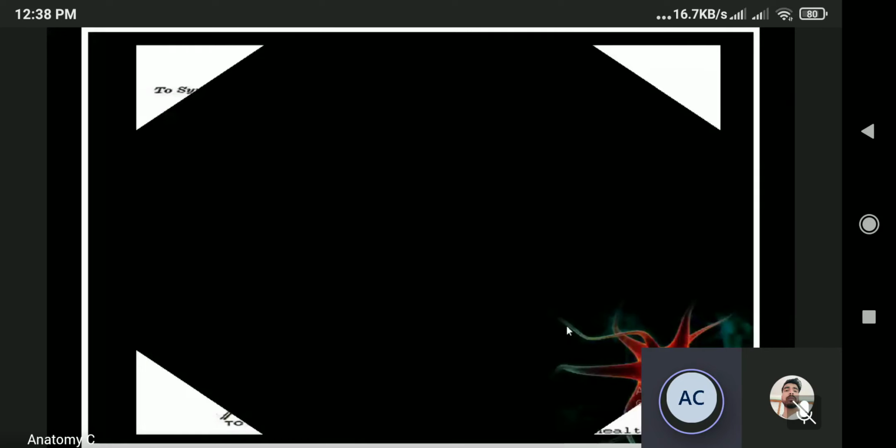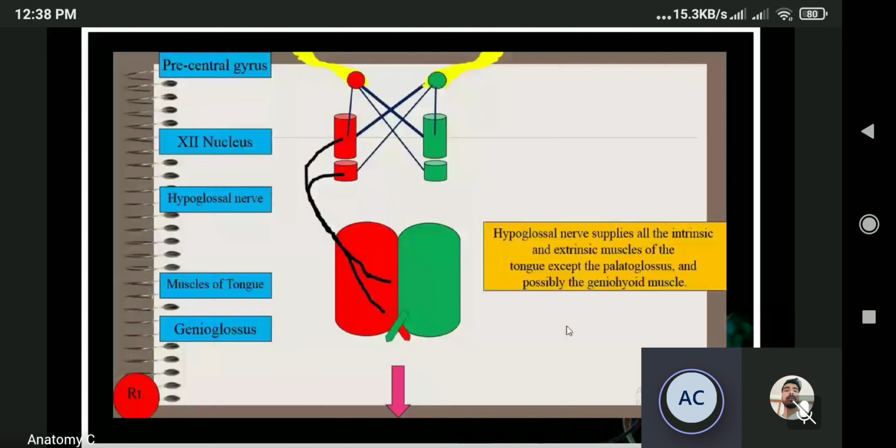The next one is the most important part of the hypoglossal nerve. What I am showing you in this diagram is the innervation of the nucleus with the muscle. This is the corticonuclear fiber. This one is the nucleus. Sorry, this one is the cortical part of the brain. This is the central gyrus, right?